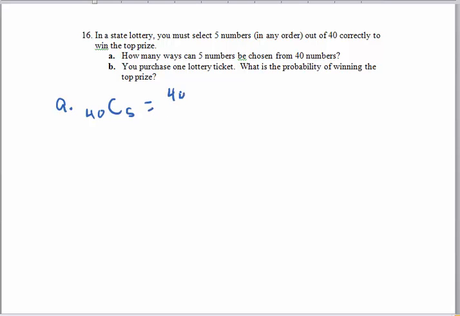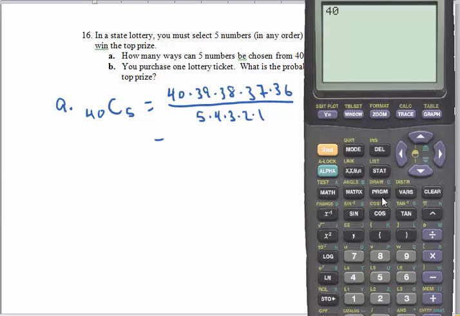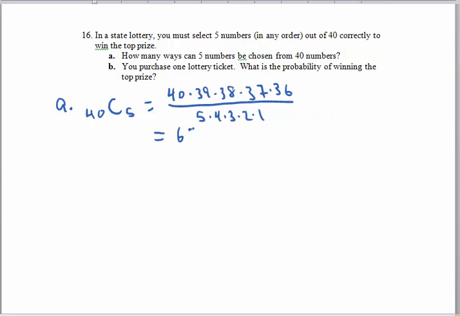And what is 40C5? It's 40 times 39 times 38 times 37 times 36 over 5 times 4 times 3 times 2 times 1. And this one I would do on the calculator, and I would just say 40 C5, 658,008. So this is 658,008.